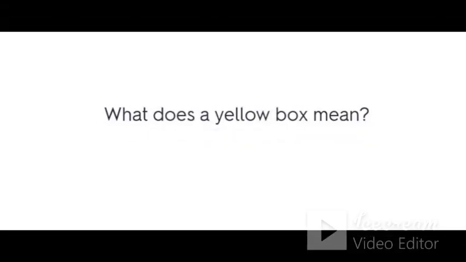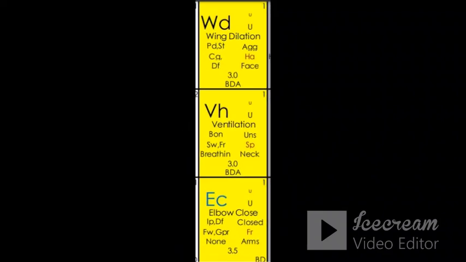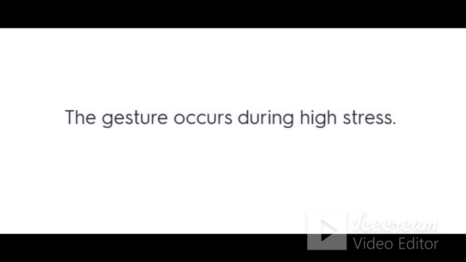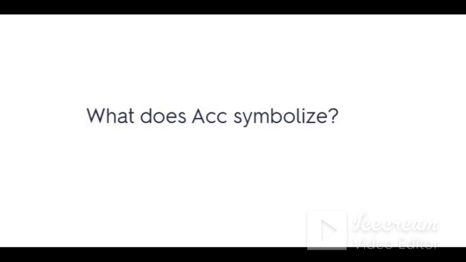What does a yellow box mean? What does a yellow box mean? And if you look at the periodic table at the beginning, here's an example. Wing dilation, ventilation, elbow close. Any guesses? The gesture occurs during high stress. One would think that maybe the yellow boxes would be red, but I don't know. No matter, let's move on.